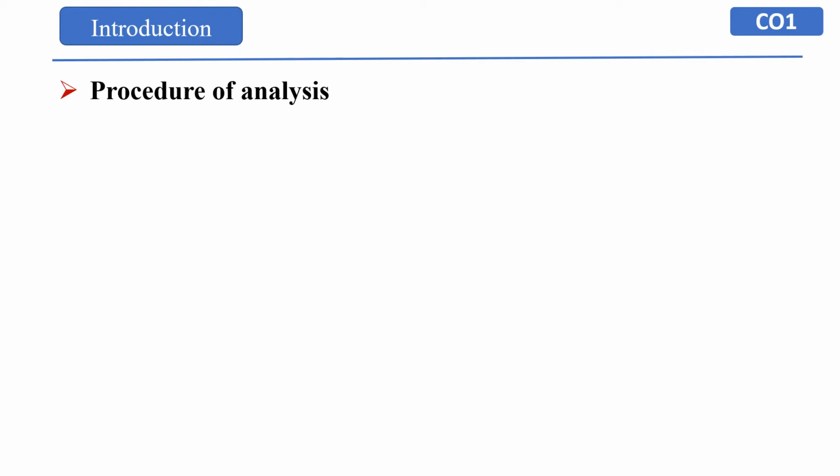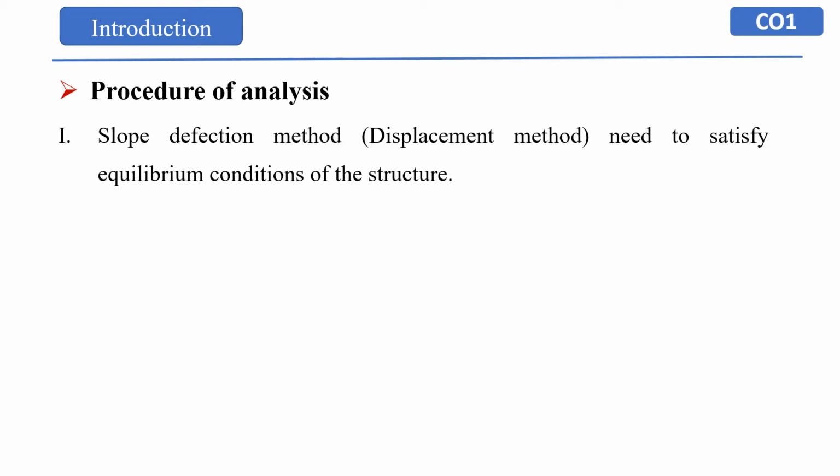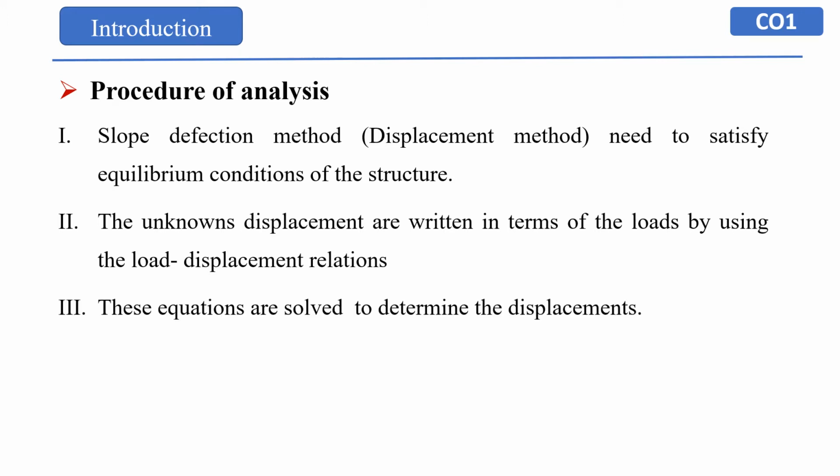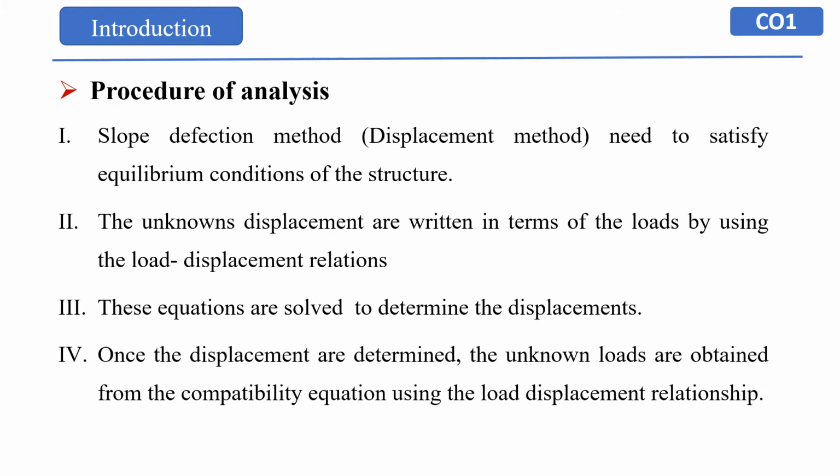Procedure of analysis. The different steps or procedure that we are going to follow in the slope deflection method: we need to satisfy equilibrium conditions of the structure. Unknown displacements are written in terms of loads by using the load displacement relations. These equations are solved to determine the displacements. Once the displacements are determined, the unknown loads are obtained from the compatibility equation using load displacement relationship.